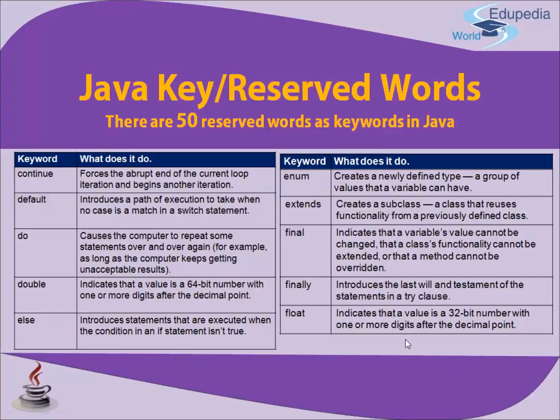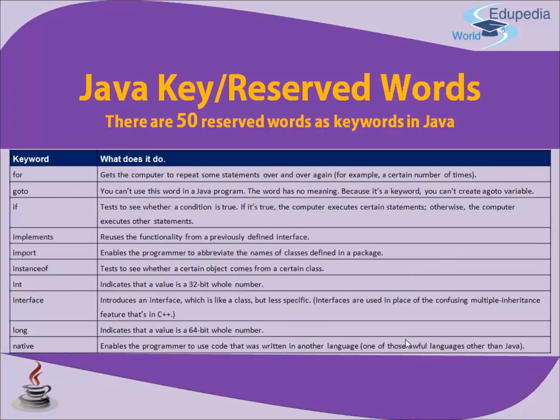Then coming on to float, which indicates that a value is a 32-bit number with one or more digits after the decimal point. Now continuing with for, which gets the computer to repeat some statements over and over again, for example a certain number of times. Let's suppose for a equals 1; a less than or equal to 10; a plus plus, that means it will increment the for loop up to 10 times.